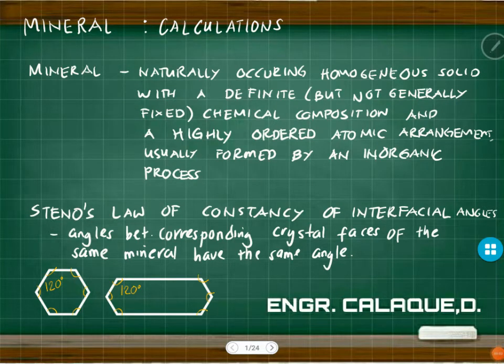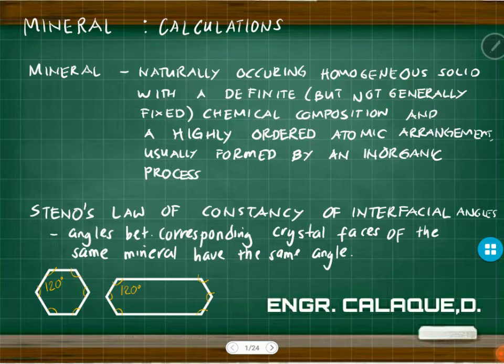Okay guys, so let's talk about minerals and its calculation. Minerals is a naturally occurring homogeneous solid with a definite but not generally fixed chemical composition and a highly ordered atomic arrangement, usually formed by inorganic processes. If it talks about atomic arrangement, in minerals we call it a lattice.